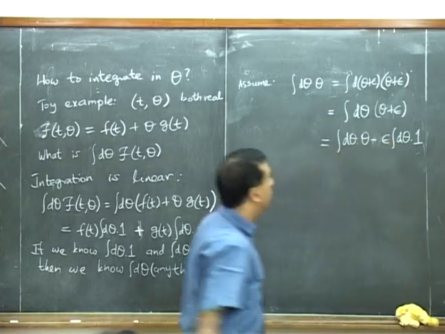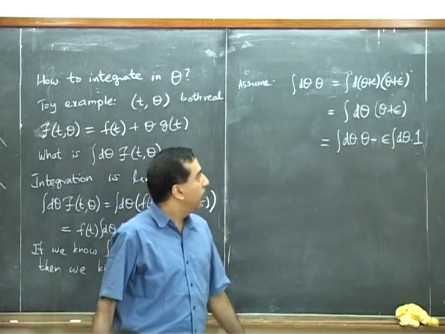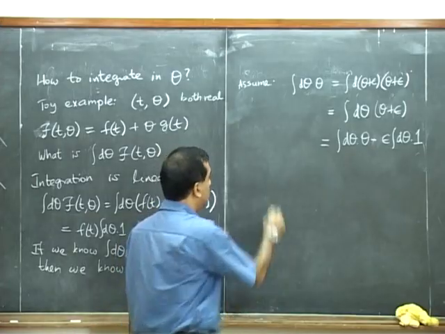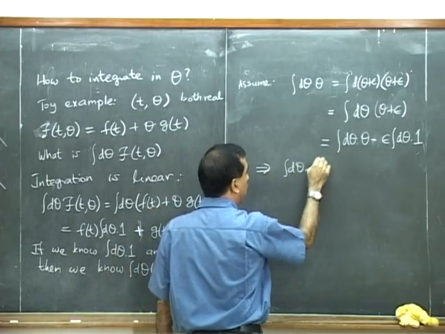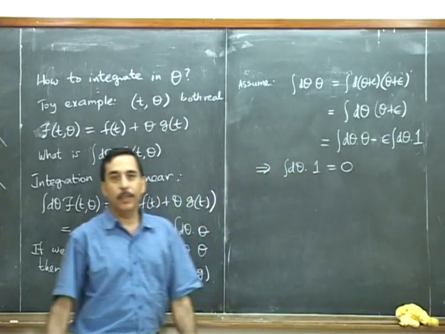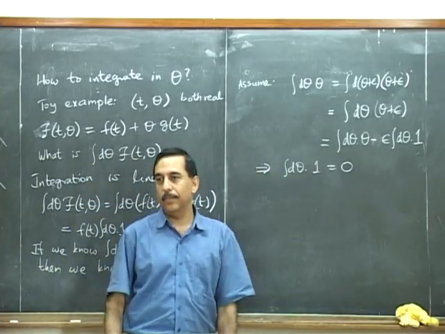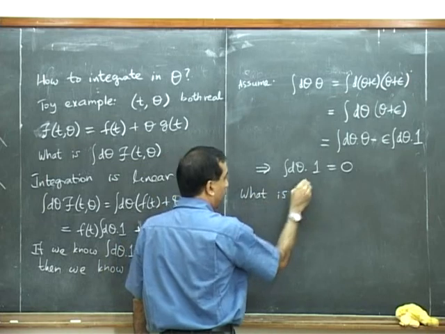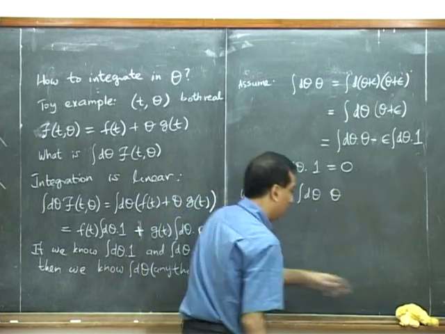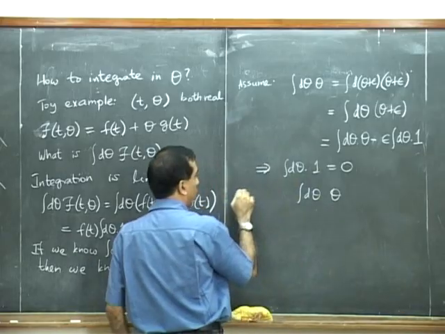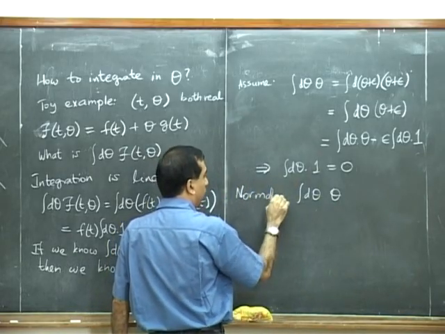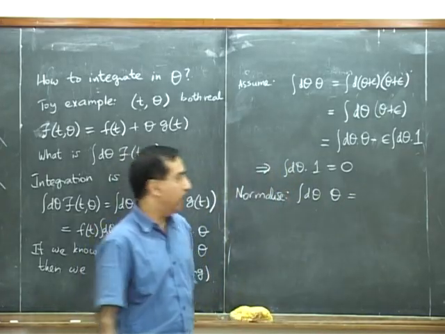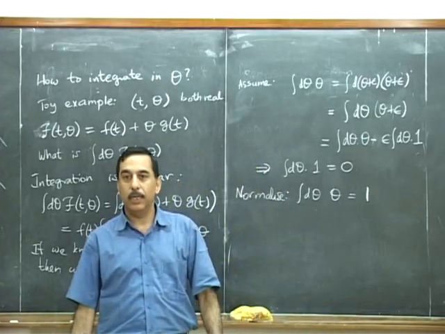Alright. Makes really no difference for us. Good. Okay? Fine. So from this it follows that integral d theta of 1 must be 0. That leaves only integral d theta of theta, and that can be fixed as a normalization. It's a definite answer. It shouldn't be 0, otherwise the integral of everything will be 0. So we just choose it to be 1.